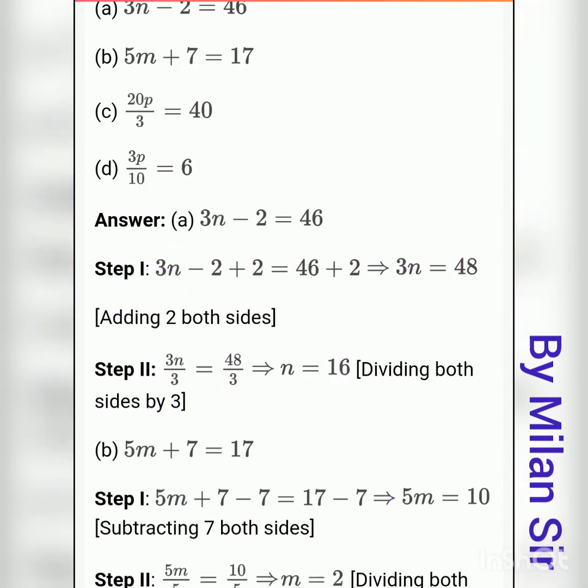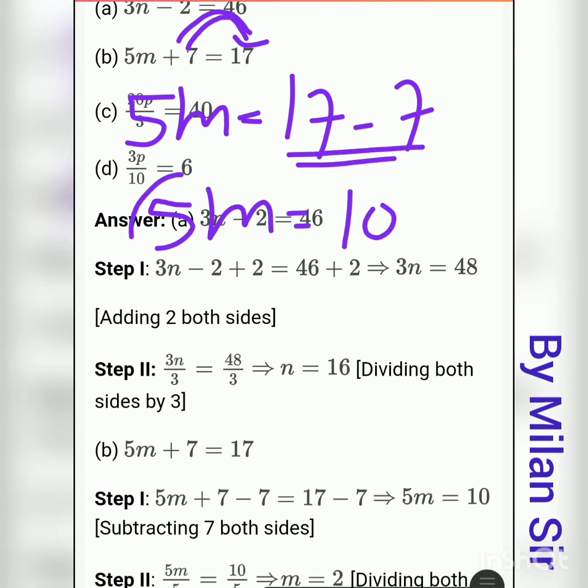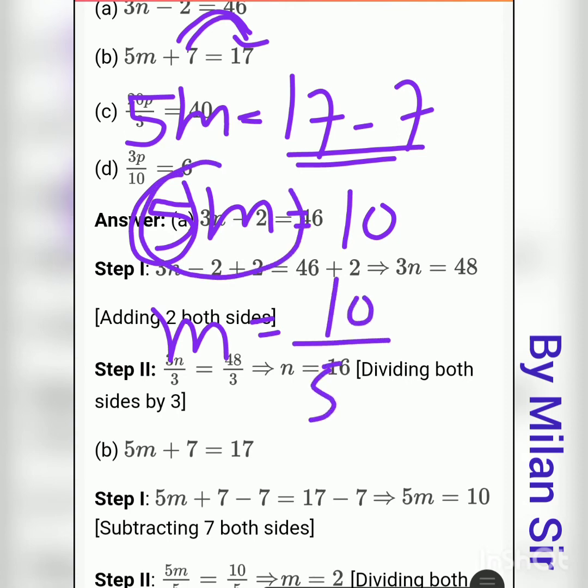Again, first of all transfer this 7 to the right hand side. So 5m is equals to, here we have 17. This plus 7 becomes minus 7 here. So 5m is equals to 17 minus 7, 10. Now transfer this 5 to the right hand side. It goes to the denominator because right now it is in multiplication. If we transfer it to the right hand side, it goes to the denominator. So 5 2s are 10. So m is equals to 2. Okay.